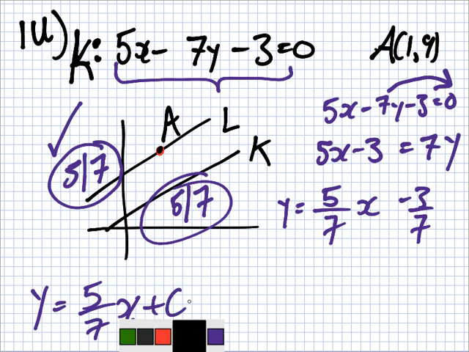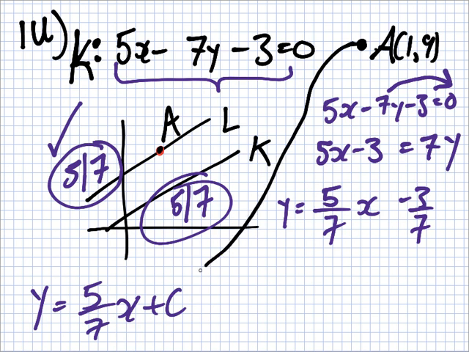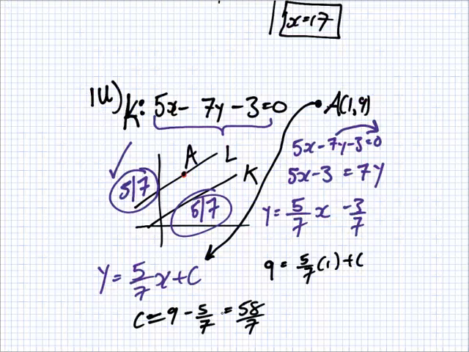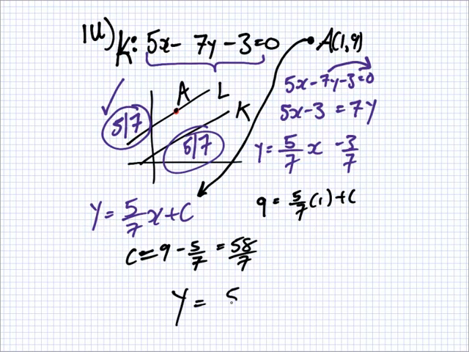So how do I get the c? I only have 1 point here, don't I? So I substitute that in. 9 equals 5 over 7 times 1 plus c. So c equals 9 minus 5 over 7. 63 minus 5, is it 58 over 7? Okay, good, 58 over 7. So now I have my answer. Y equals 5 over 7x plus 58 over 7. That's the parallel.